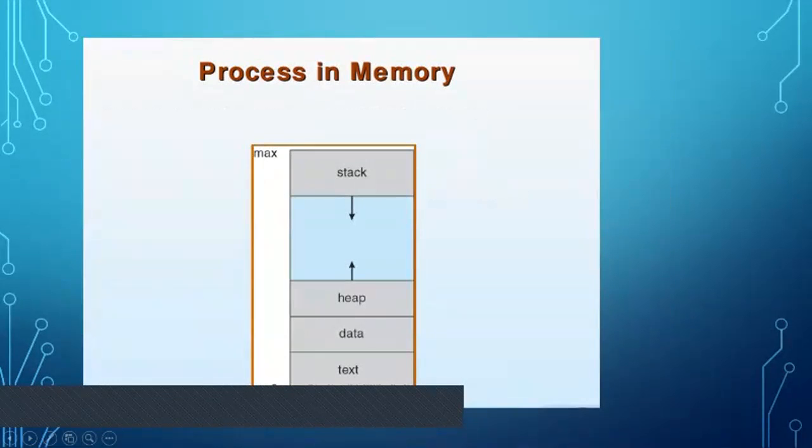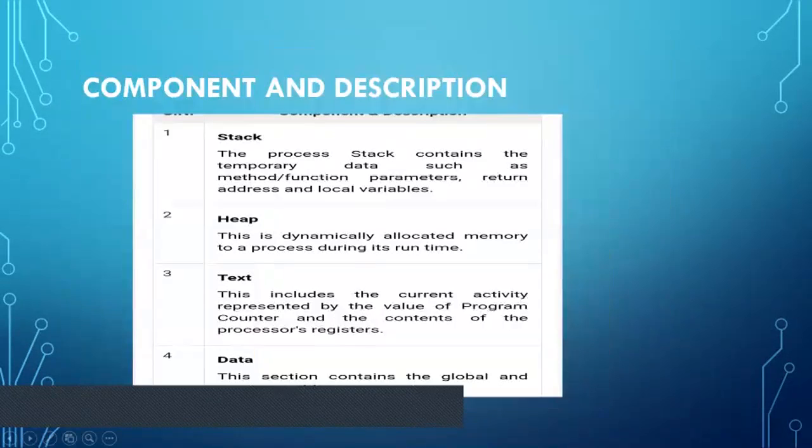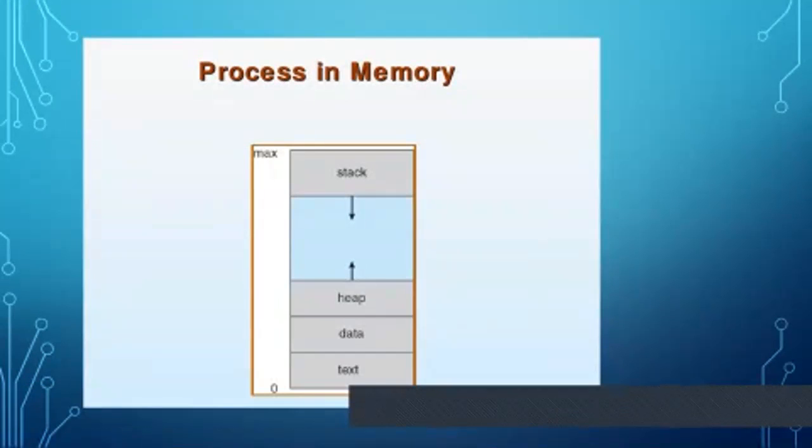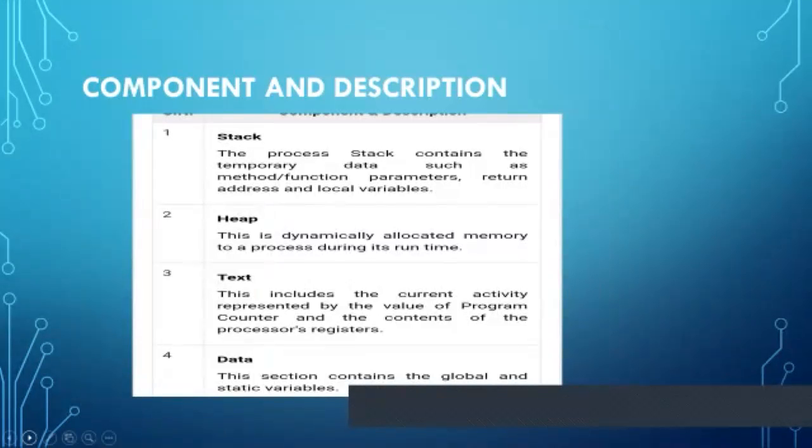Process in memory. What is the memory representation of a process? In memory, the process is represented as stack, heap, data, and text. This is the representation of a process in memory. I hope everyone is aware about stack, heap, data, and text. So this is the representation of a process in memory. What is stack?